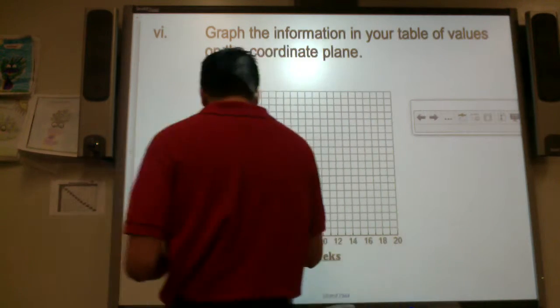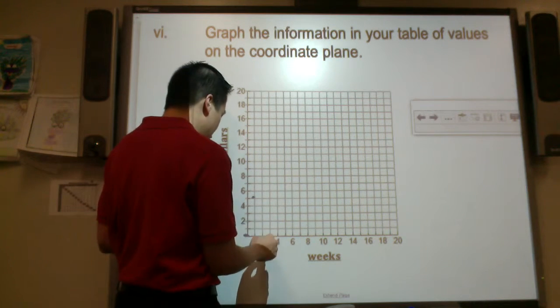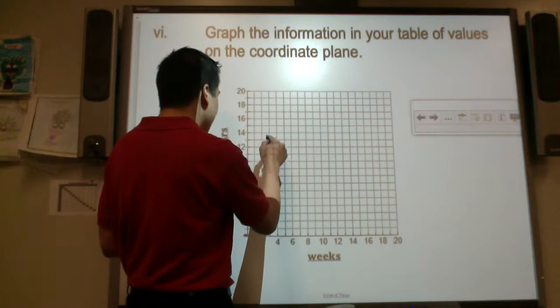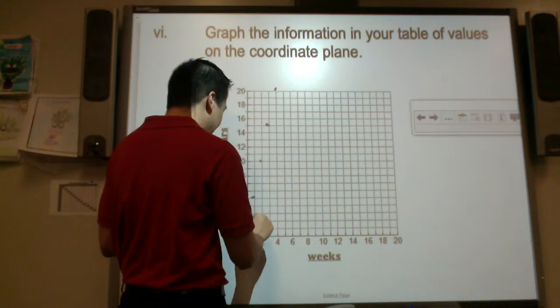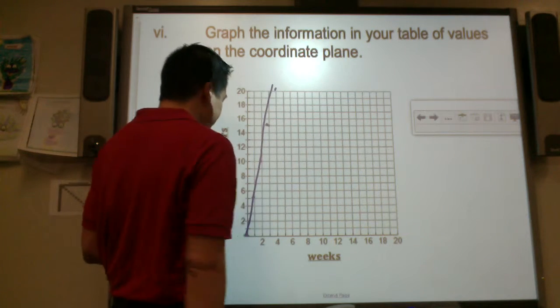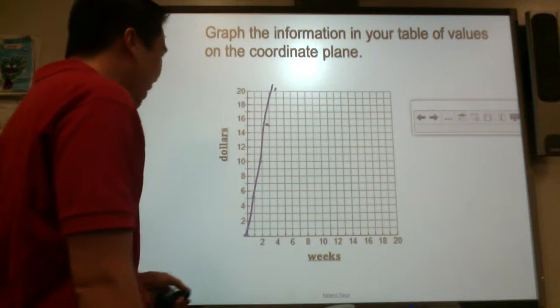Graph the information. So if she works 0 weeks, she makes $0. 1 week is $5. 2 weeks is $10. 3 weeks is $15. 4 weeks is $20. So I connect the dots, and it makes a line. It goes up $5 per week.